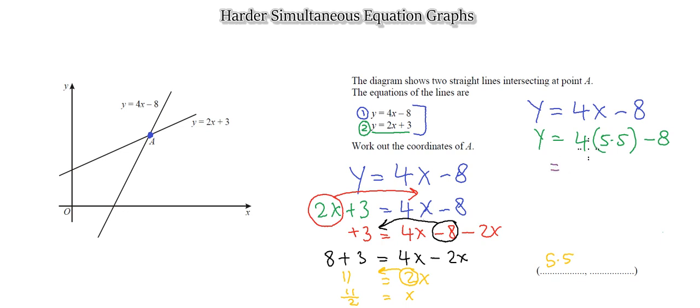Now multiply this. 4 multiplied by 5.5 is 22. Take away 8, that is 14. So my y value would become 14. So the coordinates where these lines are intersecting would be x at 5.5 and y at 14. So my x value, so around here, would be 5.5. So that's along the x-axis. And my y value would be 14. So very nice and simple.